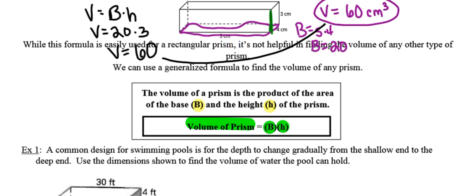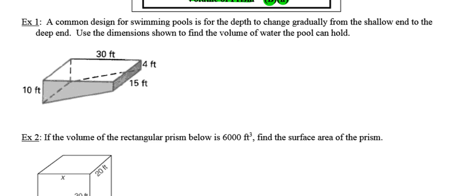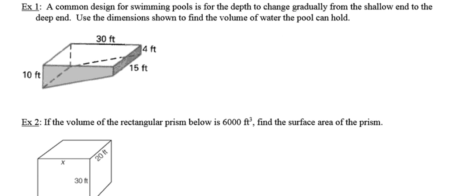All right, so let's take a look at an example of a prism that is not a rectangular prism so that we can get some practice using this new formula. Number 1 says a common design for swimming pools is for the depth to gradually change from the shallow end to the deep end. They want us to use the dimensions shown in order to find the volume of water that the pool can hold.